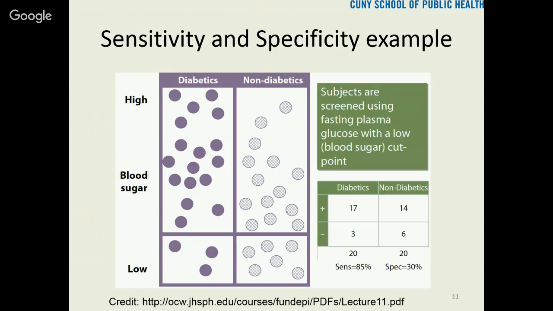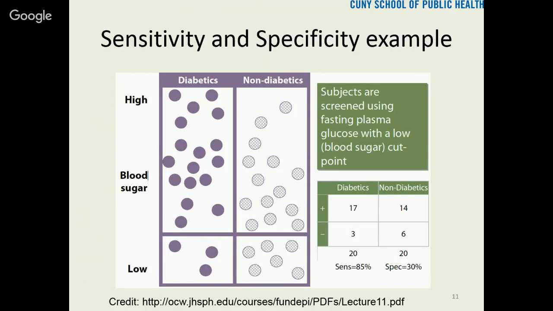Bad, right. So the sensitivity is the performance among the diabetics. You see it's pretty good. It catches most of them. The specificity is the performance among the non-diabetics. It's pretty bad. It called most of them diabetics anyways. So setting the threshold low gives you a high sensitivity, 85%, and a low specificity, only 30%. So it got 85% of the diabetics right and only 30% of the non-diabetics right.